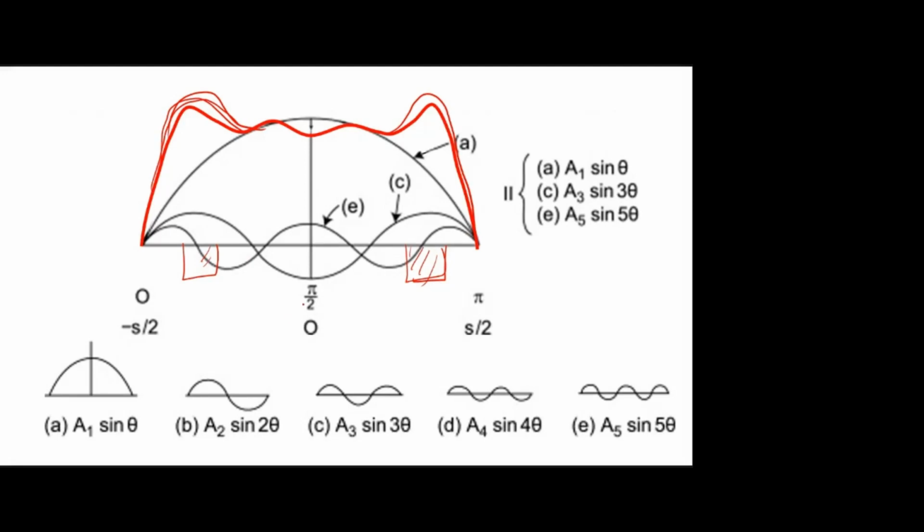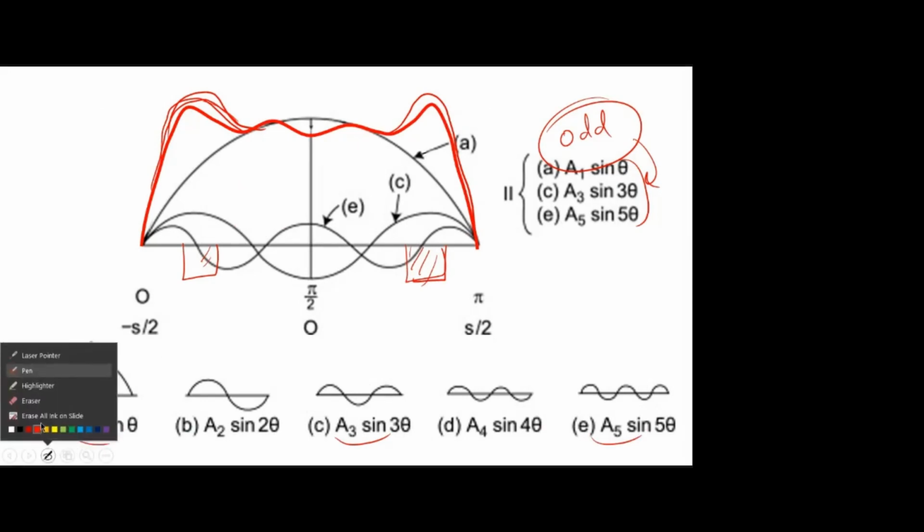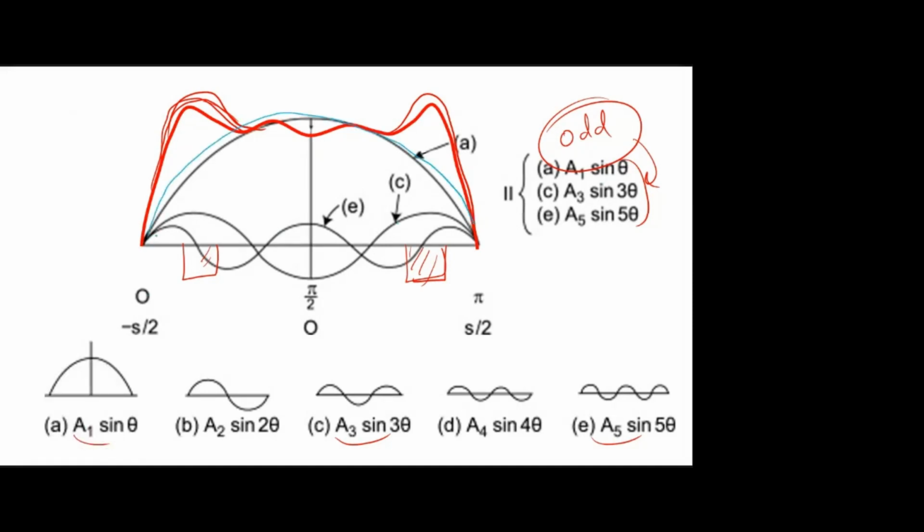To simulate this profile, they are taking only odd harmonics, only A1, A3, A5 like that. So this is A1 sine theta, this is A3 sine 3 theta, and this is A5 sine 5 theta. If you take more equations, the accuracy will be more. For example, here they have taken only 3 odd harmonics.